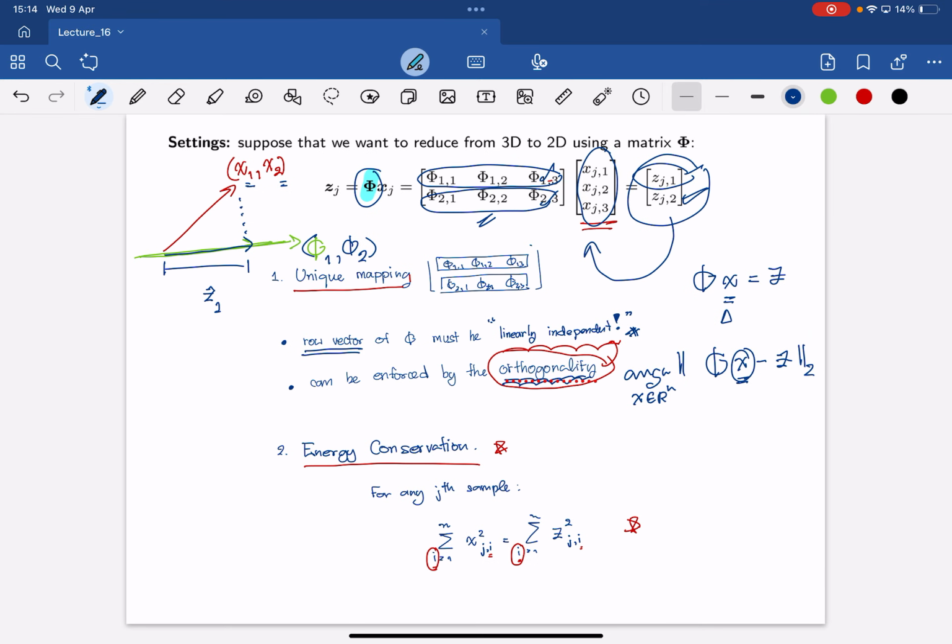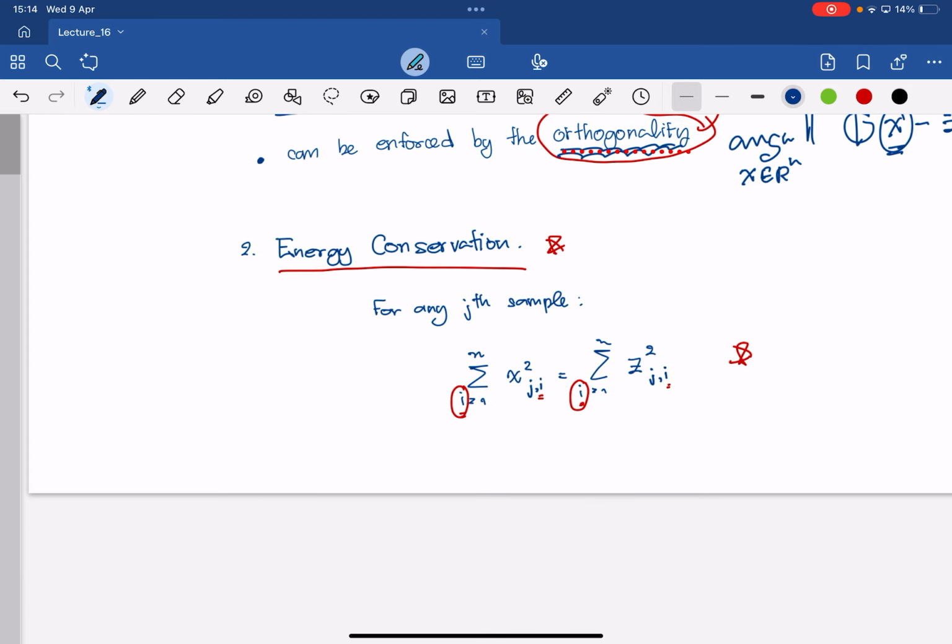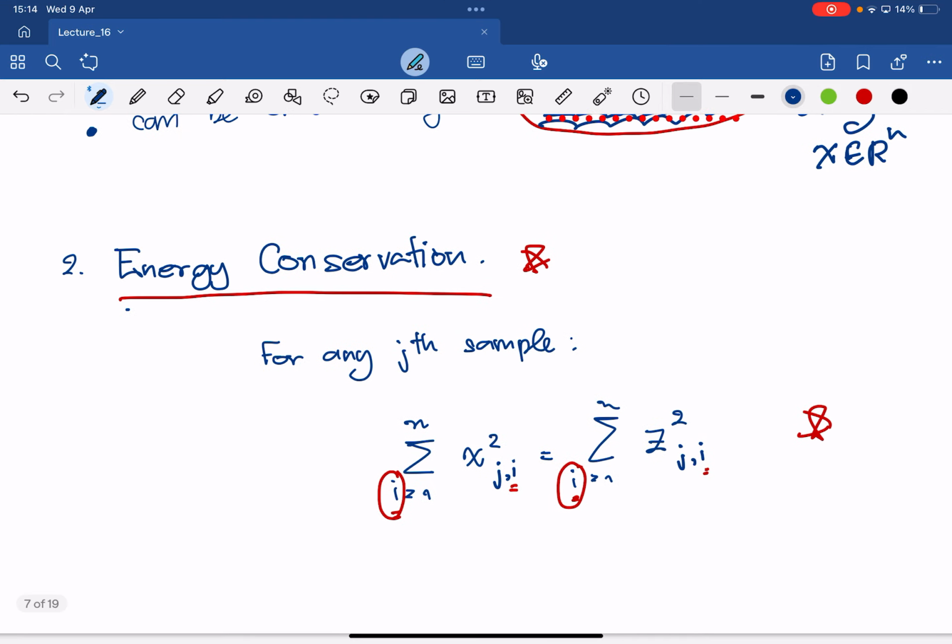So the first property that your PCA has to have is the unique mapping. This unique mapping can be checked using orthogonality of the row vectors in your projection matrix. So that's your first property. Your second property is what is called energy conservation.